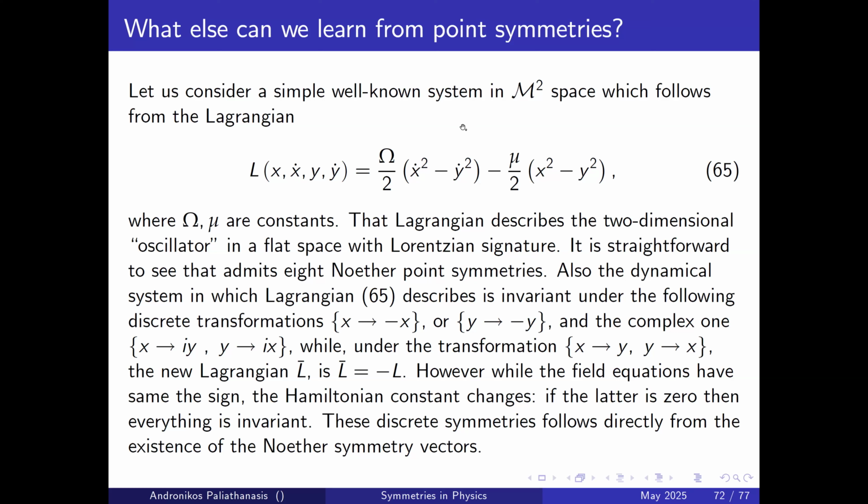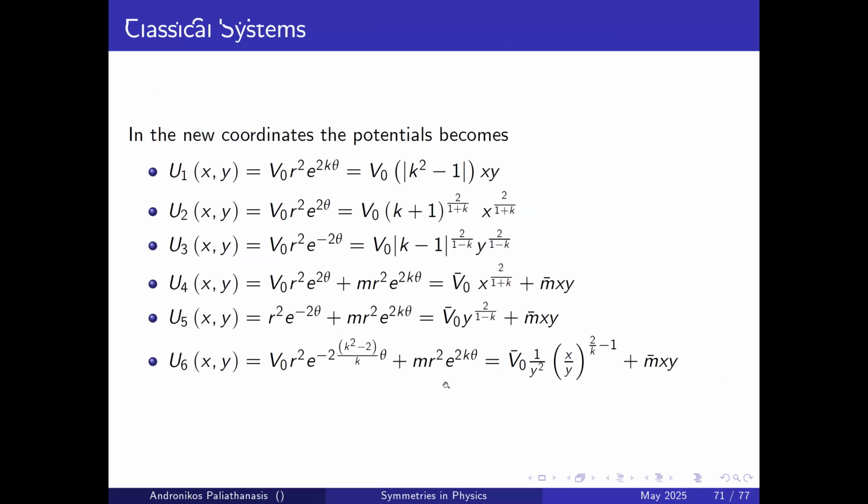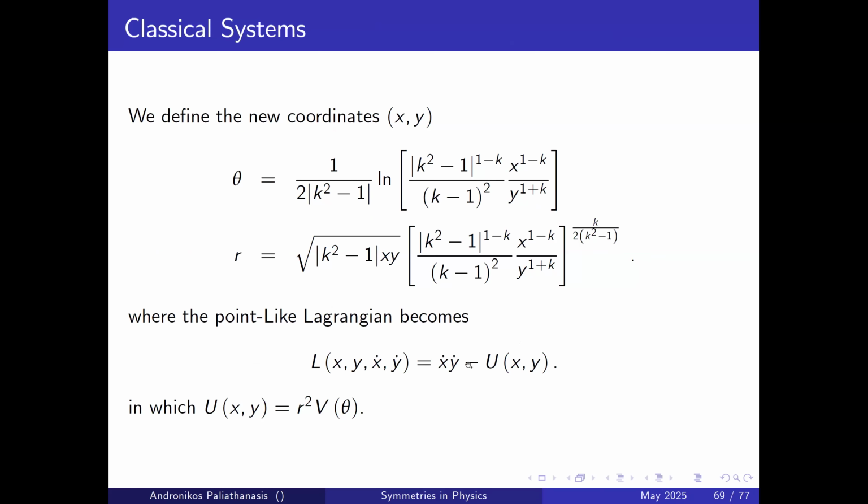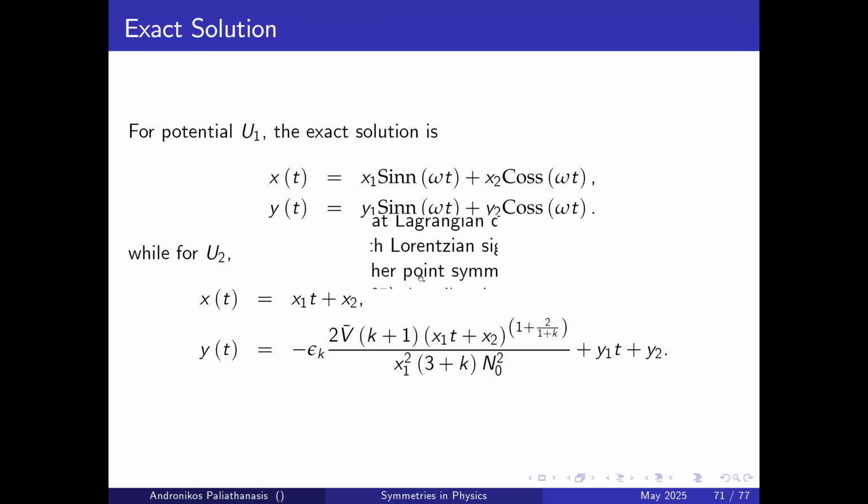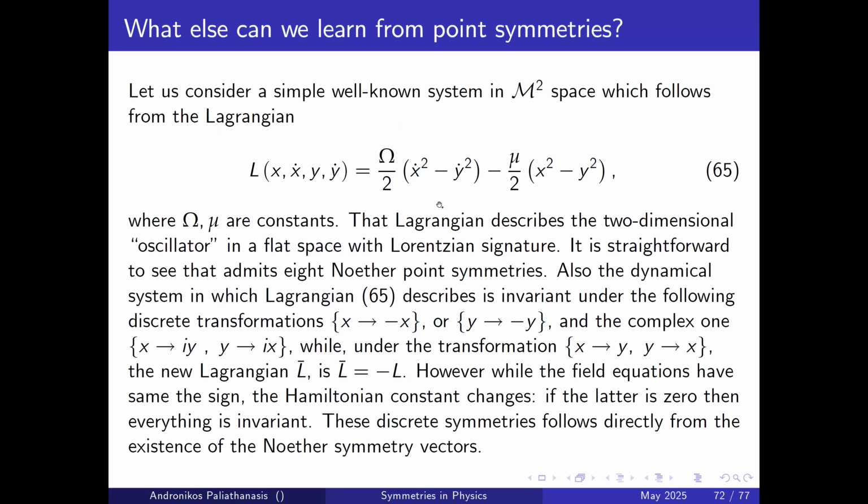For instance, consider this Lagrangian. Let me go back and show you this Lagrangian we had here. As you can see, we have a Lagrangian of this form, x dot y dot. But let's now start from the diagonal. The Lagrangian describes the two-dimensional oscillator in a flat space with Lorentzian signature. So for the oscillator, that means we have only linear forces.